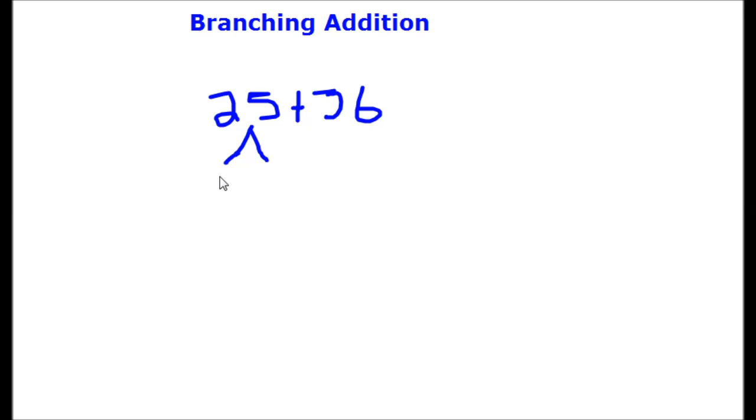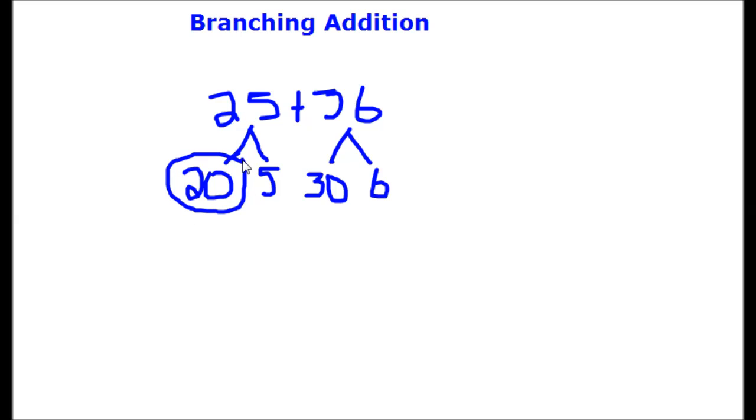On this side, we're going to have our tens. So in 25, how many tens do we have? Well, we have 2 tens, or 20. And how many ones? We have 5 ones. We go to the next number. How many tens do we have in 36? Well, we have 30. And how many ones? We have 6. Then you want to circle your tens to make it easier to differentiate them from the ones.